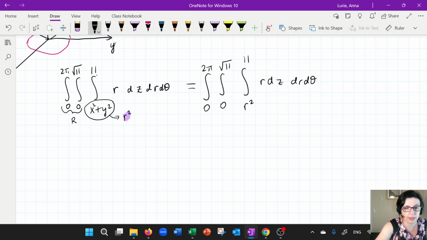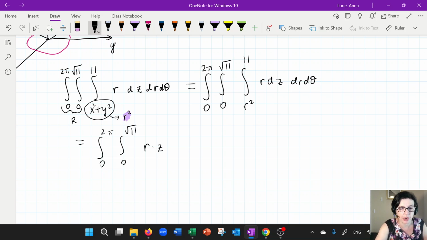So first let's integrate the inside and leave the outside alone. Okay, so this is r with respect to z. So that will be r multiplied by z, because remember r we think is just a number. So integrating a number, which will be the number times the variable with respect to which you're integrating. And then we substitute z equals r squared, and then z equals 11. Okay, and still leaving dr d theta there.